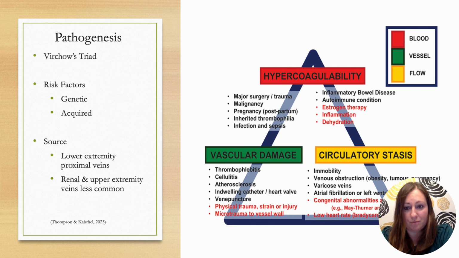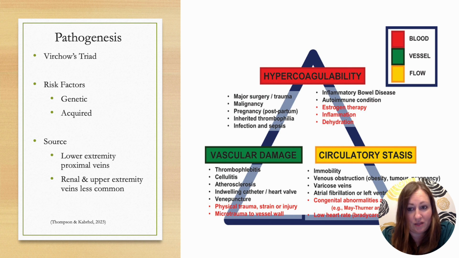Under hypercoagulability, you'll see major surgeries and traumas, malignancy, pregnancy, sepsis, estrogen therapy, genetic thrombophilic disorders, and other inflammatory conditions. Vascular damage can be related to venipuncture, indwelling venous catheters, cellulitis, and physical trauma. And a patient may have venous stasis due to immobility, venous obstruction from obesity, tumors or pregnancy, varicose veins, atrial fibrillation, bradycardia, or congenital venous abnormalities such as AVMs.